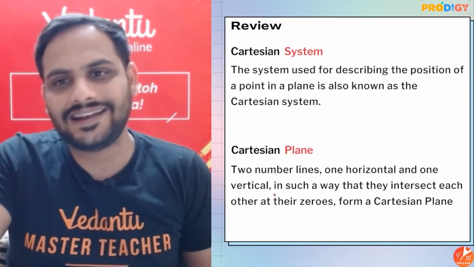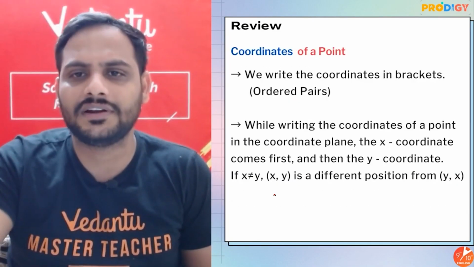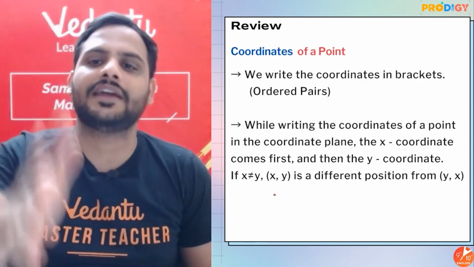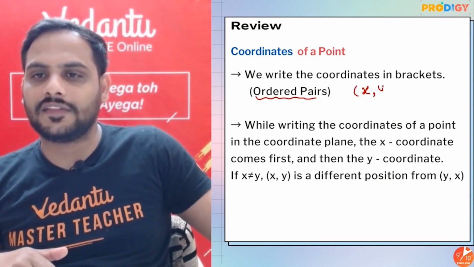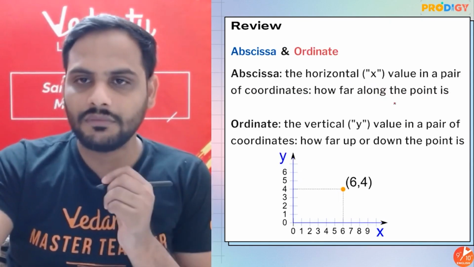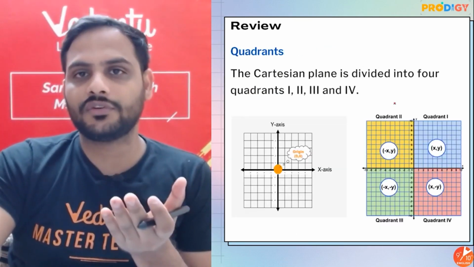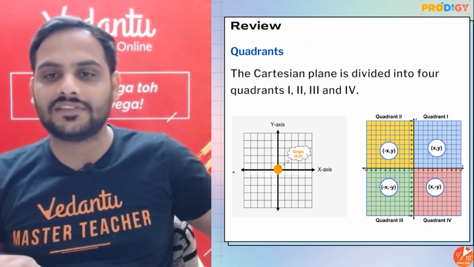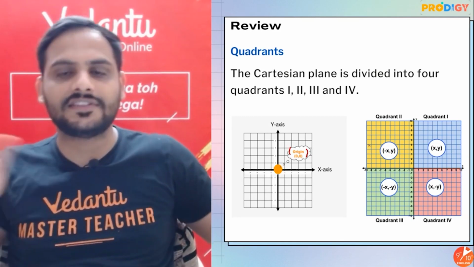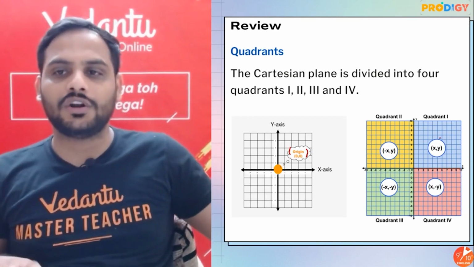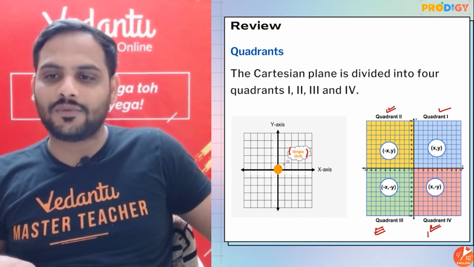In grade 9th we have already done the basics of the Cartesian plane, in which your x and y axes are present. The x axis is the horizontal one, the y axis is the vertical one. We write the coordinates as an ordered pair, first the x coordinate and then the y coordinate. The x coordinate is also called abscissa, and the y coordinate is also called ordinate. These axes intersect at a point which is called the origin, and these two axes divide the Cartesian plane into 4 regions which are called quadrants: quadrant 1, quadrant 2, quadrant 3 and quadrant 4.